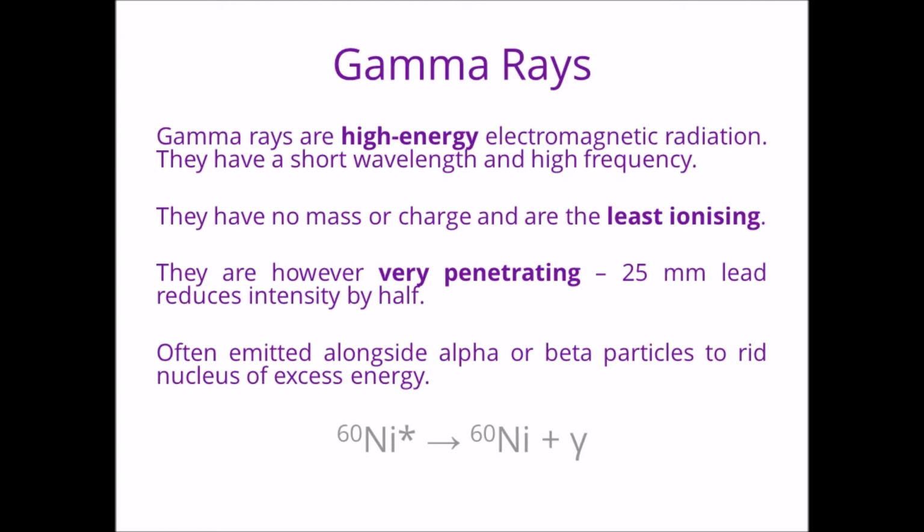Gamma rays often are emitted alongside alpha or beta particles to rid the nucleus of excess energy following an alpha or beta decay. So if we look at this decay scheme at the bottom, we've got nickel-60. This little asterisk here means it's in its excited state, and it will want to get rid of that energy to become the stable nickel-60 atom. In doing so, we will spit out that energy as a gamma ray.